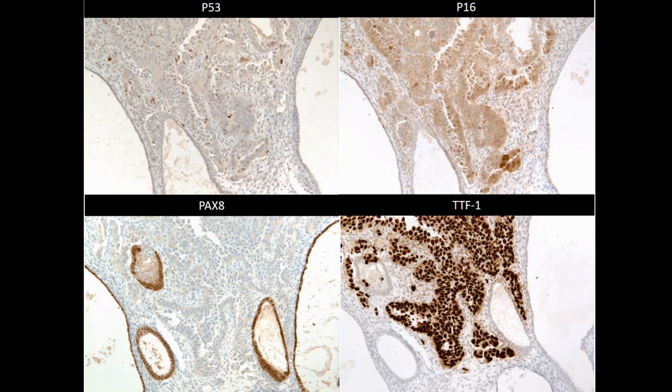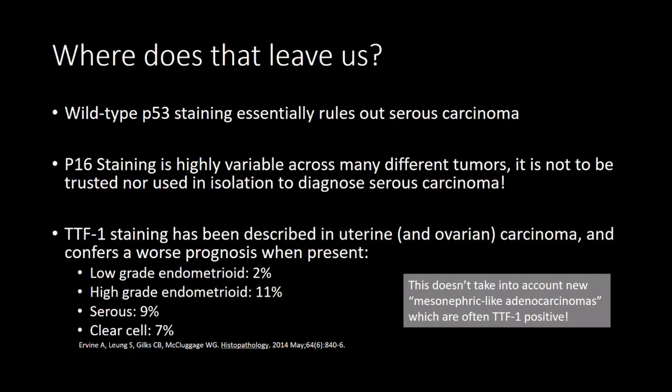So where does this leave us? Well, just as I said before, wild type P53 staining has essentially ruled out serous carcinoma in this case. And I know how tempting that histology is to want to call that, but that's just not going to help us here. P16, again, highly variable. So I don't use it in isolation to diagnose serous carcinoma ever. I think it's best used in small samples where you're looking at a possible P53 null tumor. It's nice because it will be brightly positive and help you identify those tumor cells.